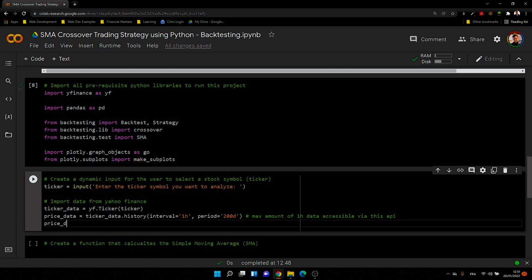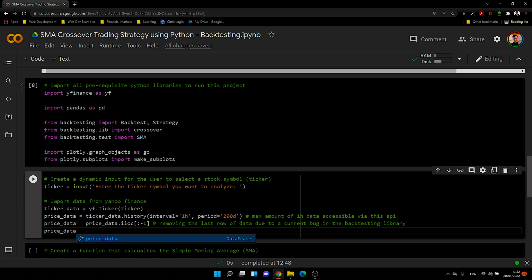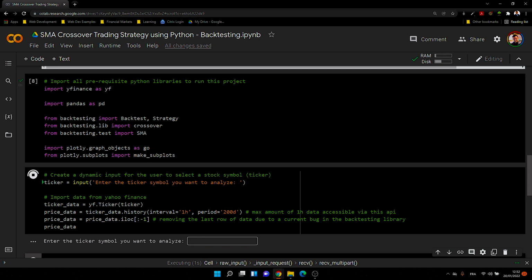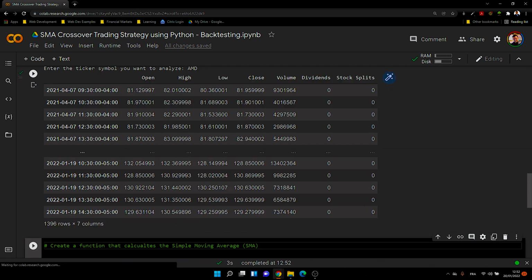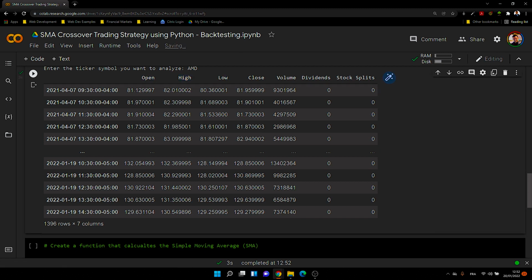Then we will say that price data is equal to price data.iloc from, we replace -1, so we will be removing the last row. We are doing this specifically because there is unfortunately a small bug with the backtesting library for the moment. And we will call our price data to see it. We will select AMD as our ticker, and as you can see, this returns a data frame with the open, the high, the low, the close, and the volume.